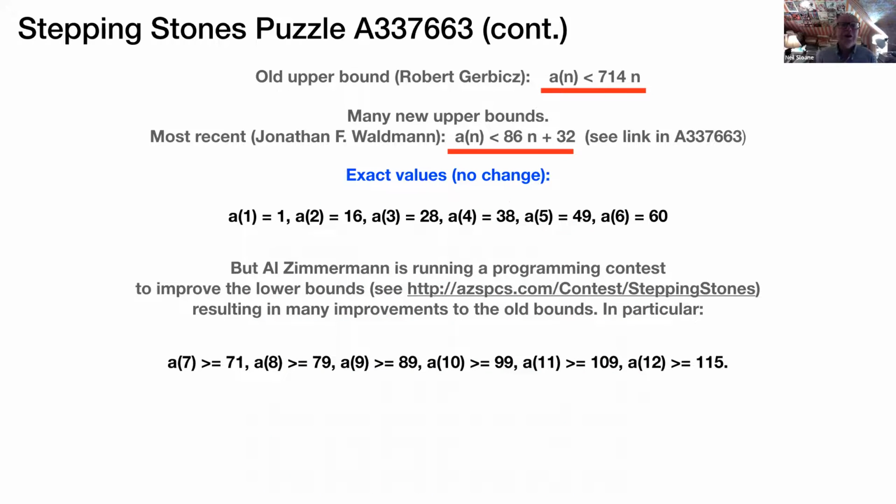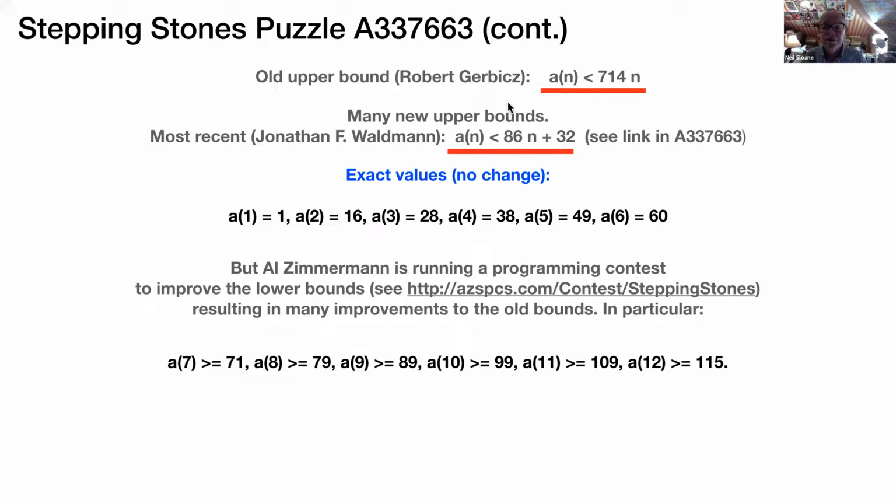Now, as far as upper bounds go, Robert Gabitz had an upper bound. His first upper bound was big O of n log n, which was quite significant because it proved that you couldn't go off to infinity with a fixed number of starting stones. There was a possibility that if you were really clever, instead of putting them in a straight line, you could go around in a spiral that would get bigger and bigger and bigger. Well, that's not possible. It's bounded by order of n log n. But then he improved that to 714n as an upper bound.